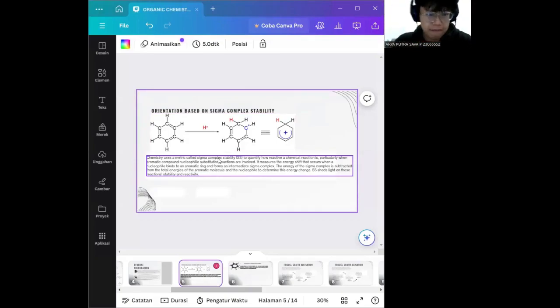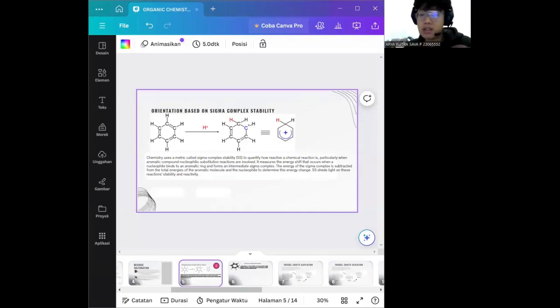The sigma complex is not as stable as the original benzene molecule due to the disruption of the aromaticity. However, it is stabilized to some extent by the delocalization of the positive charge over the ring. The more stable the sigma complex is, the faster the reaction goes; the more unstable, the slower. Now, second is halogenation of benzene.